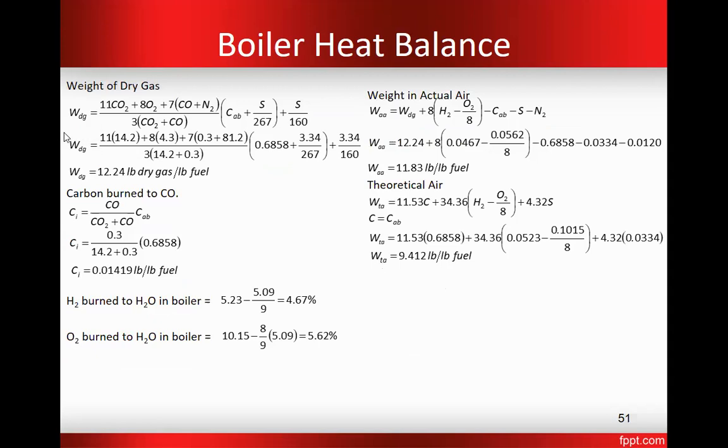So the weight of dry gas is 11 CO2 plus 8 times O2 plus 7 times CO plus N2, over 3 times CO2 plus CO, times CAB plus S over 267 plus S over 160. Substituting values: 11 times 14.2 plus 8 times 4.3 plus 7 times 0.3 plus 81.2, divided by 3 times 14.2 plus 0.3, times 0.6858 plus 3.34 over 267 plus 3.34 over 160. Always check the equation. So the weight of dry gas is 12.24 pounds of dry gas per pound of fuel. Then the carbon burned to CO is CO over CO2 plus CO, so CAB is equal to 0.3 over 14.2 plus 0.3 times 0.6858, or 0.01419 pounds per pound of fuel.